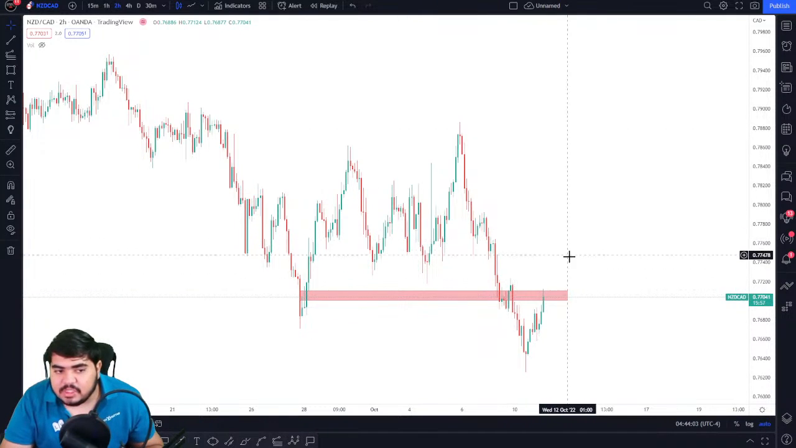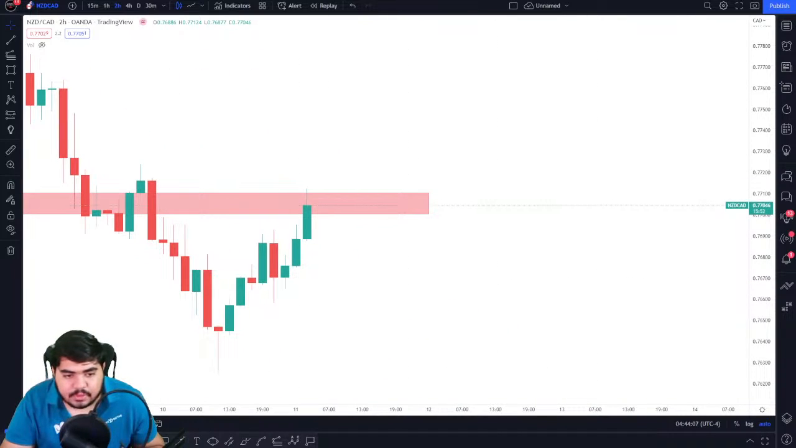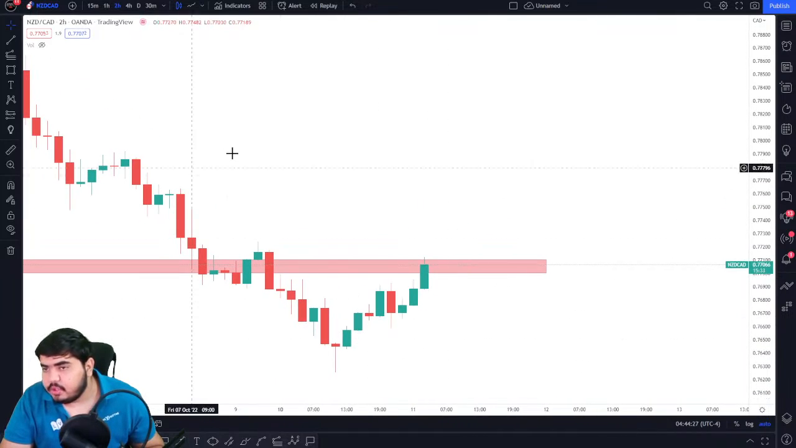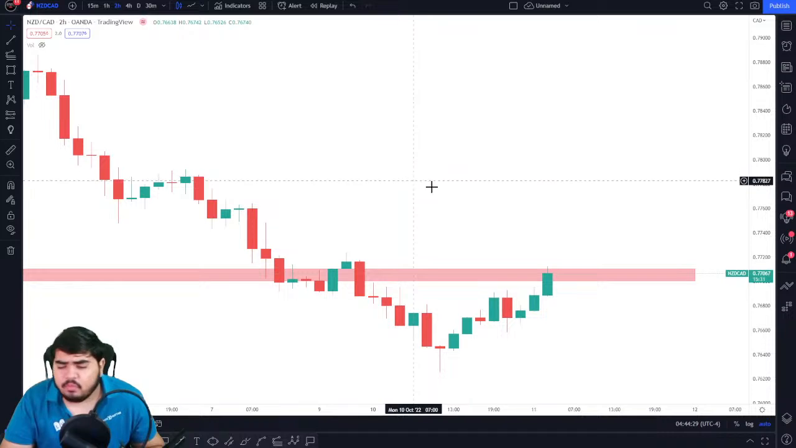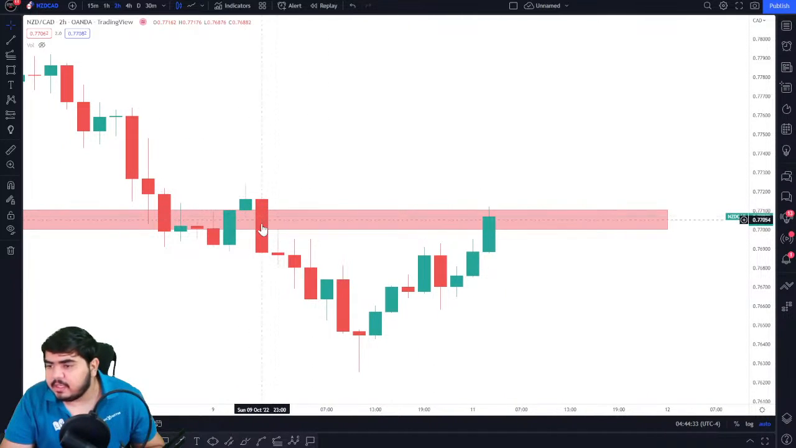So keeping this in our mind, if I zoom in here, let me actually save the, okay, screen is working fine. Okay, great. So if we zoom in here, we can notice is that this is a evening star candlestick pattern.